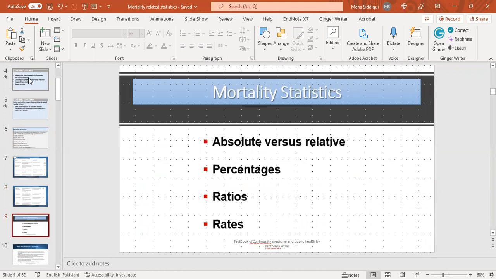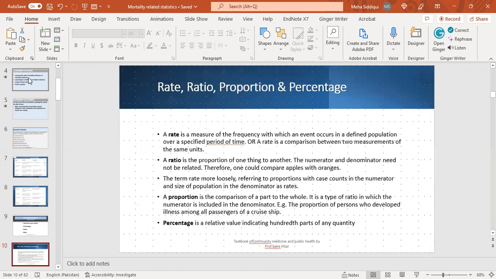Mortality statistics include percentages, ratios, and rates. Now, what is a rate? A rate is a measure of the frequency with which an event occurs in a defined population over a specified period of time, or it is a comparison between two measurements of the same units. A ratio is the proportion of one thing to another. The numerator and denominator need not be related. Therefore, one should compare apples with oranges. The term rate is more loosely used, referring to proportions with case counts in the numerator and size of the population in the denominator as rates.